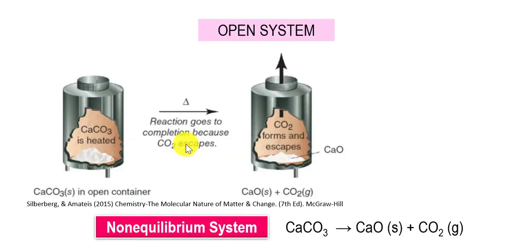In principle, every reaction is reversible and will reach dynamic equilibrium if all the reactants and products are present. When calcium carbonate is placed in an open container and heated, the calcium carbonate starts breaking down to calcium oxide and carbon dioxide, and the carbon dioxide will escape from the container. The reaction will complete because the reverse reaction cannot occur in the absence of carbon dioxide. This system is a non-equilibrium system where the reaction is an irreversible reaction.